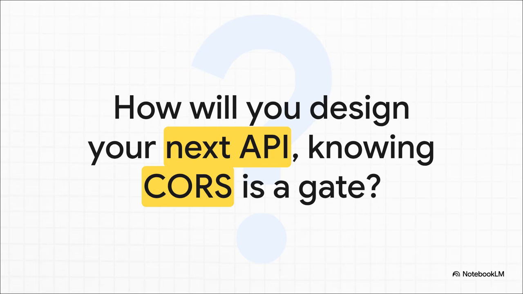So here's a thought to leave you with. Now that you know CORS is really a server-controlled security gate, how does that change the way you'll design your next API? When you know from the start that the server is the gatekeeper, you can build your applications to be both secure and cooperative right from day one.